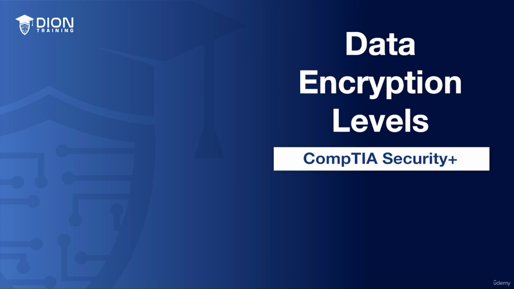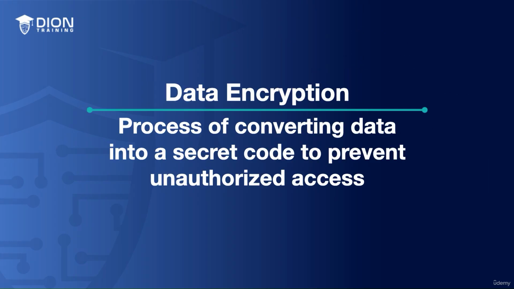In this lesson, we're going to discuss data encryption levels. Data encryption is the process of converting data into a secret code to prevent unauthorized access. By doing so, data encryption ensures the confidentiality, integrity, and security of the information, even if the storage medium or communication channel is being compromised.